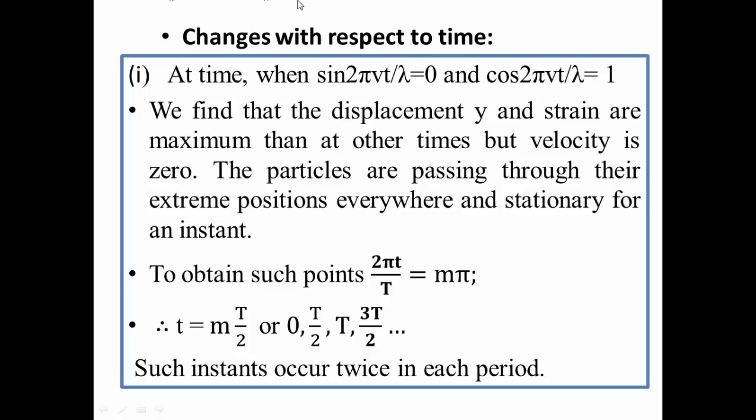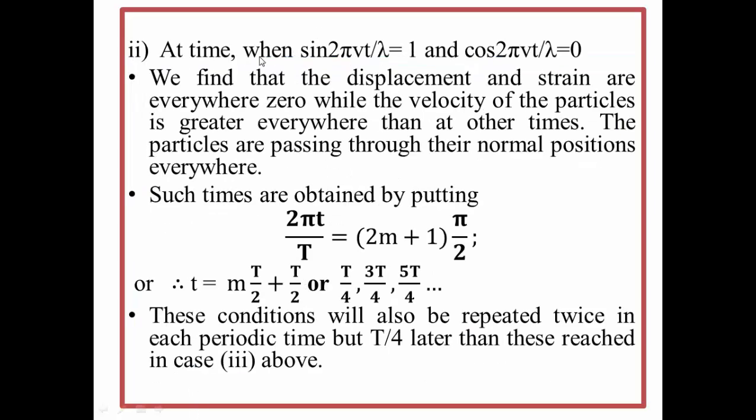To obtain such a point, 2πt/T is equal to mπ. Solving this we get t equal to mT/2, with m equal to 0, 1, 2, 3, giving 0, T/2, T, 3T/2. Such points occur twice in each period. Now we take the time when sin 2πVt/λ is equal to 1 and cos 2πVt/λ is equal to 0.